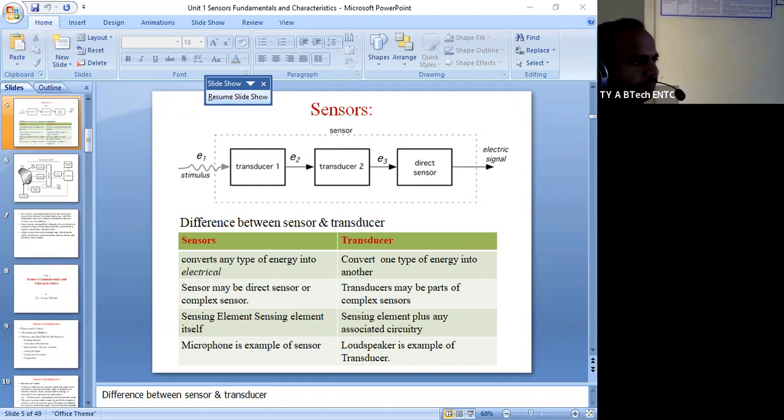For that purpose, you need to understand the physical quantities first, and you should be able to measure that quantity. Then you are able to control these quantities. Until and unless you measure such quantities, you are not able to control them.